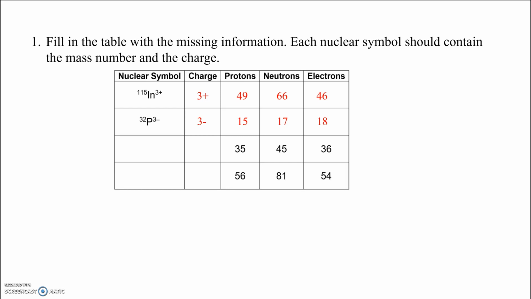We know that we've got 35 protons and 36 electrons, so I need to find the element that has 35 protons. Well, that would be bromine, and I've got a -1 charge because I've got 1 extra electron. And I'm looking for the atomic mass. That would be the sum of the protons and the neutrons, or 80. And when I do that for the last row, I see that I get barium-137, 2+.